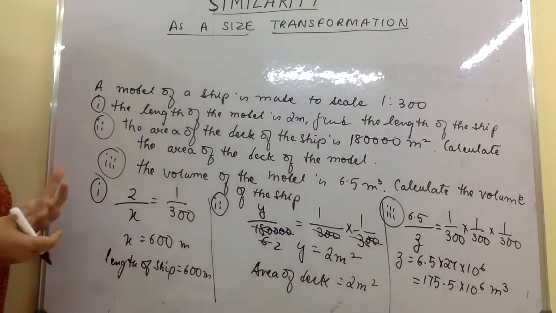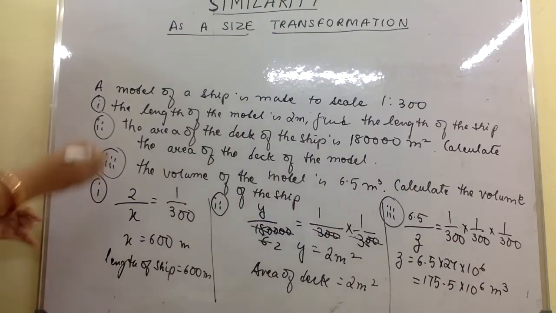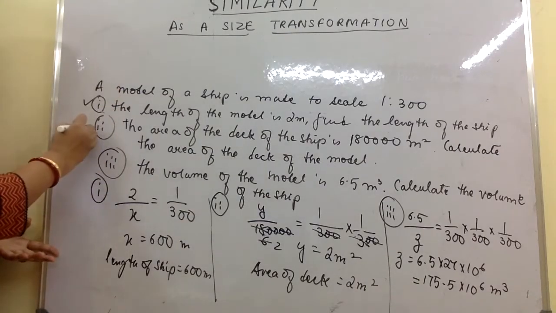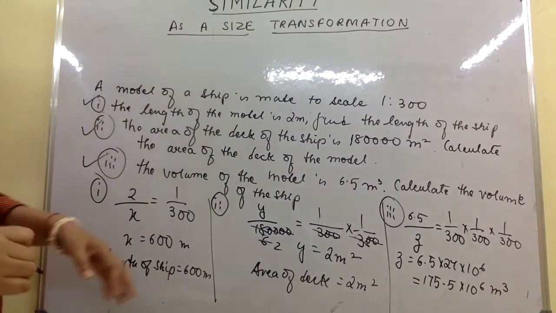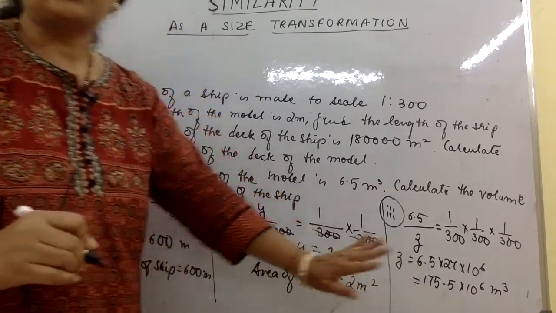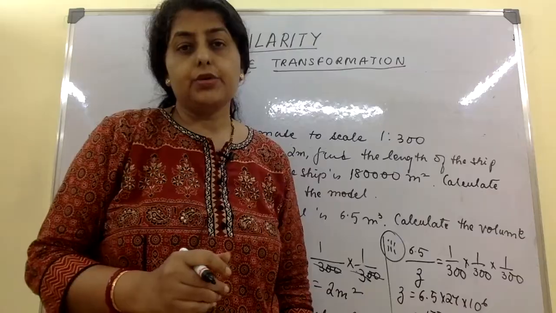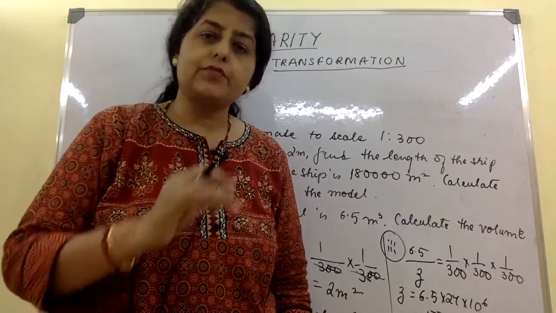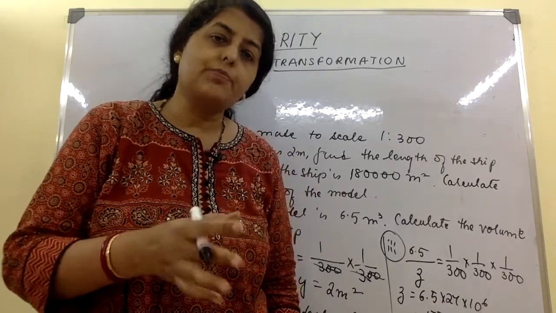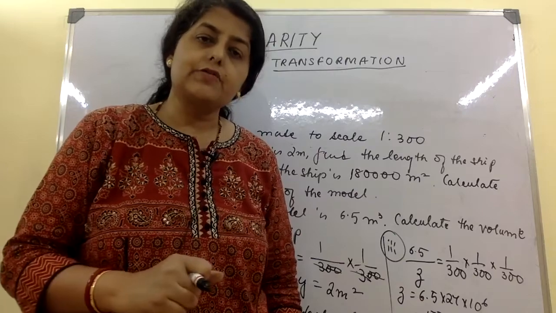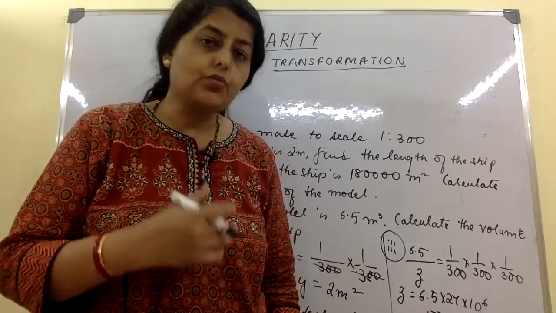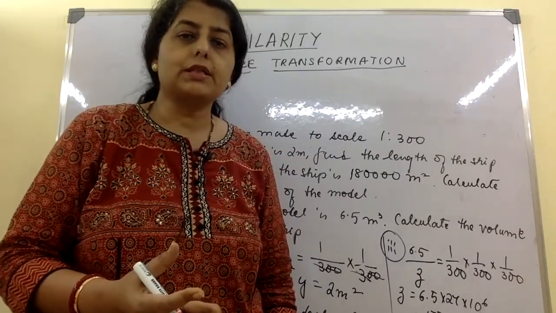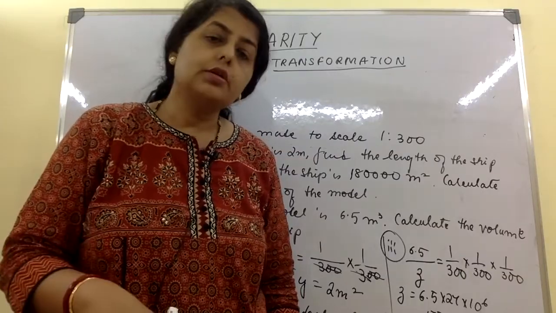So this is the full sum. Why did I pick this sum? Because here it talked about length, then area, and then volume. So this is the volume of the actual ship. I think this video takes every important aspect of this part of similarity, size transformation, maps and models. With the help of these few sums, you can practice all the sums of this particular type in your exercise.